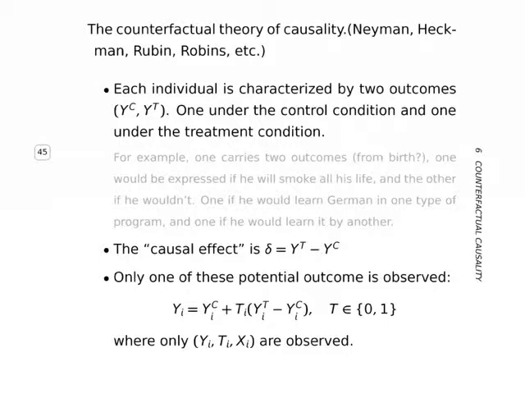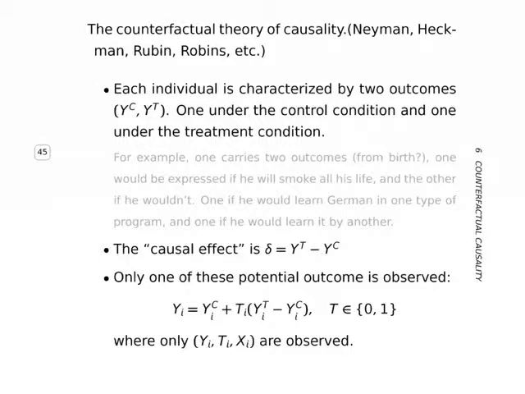The counterfactual theory of causality goes back, I guess, to Neyman, Heckman, Rubin. Probably I learned it from Josh Angrist, but I leave it to you, so I will not repeat this theme of bashing him. So this is, to my taste, a very strange model that people take so patiently.